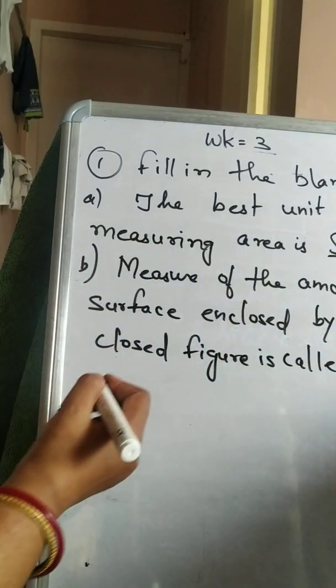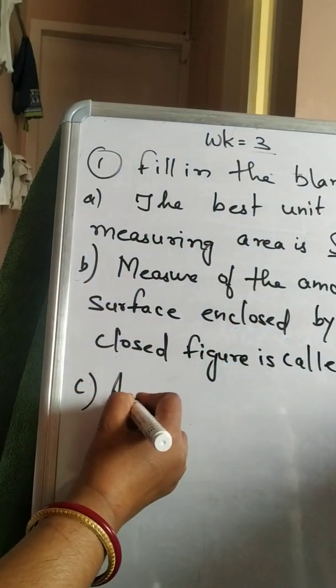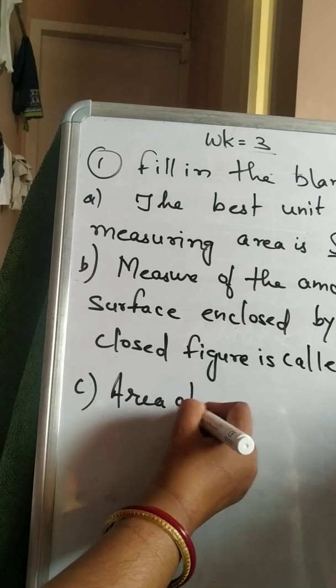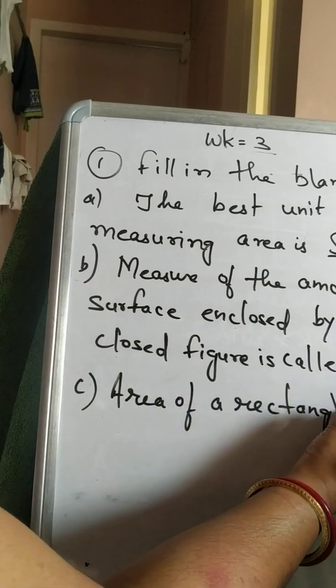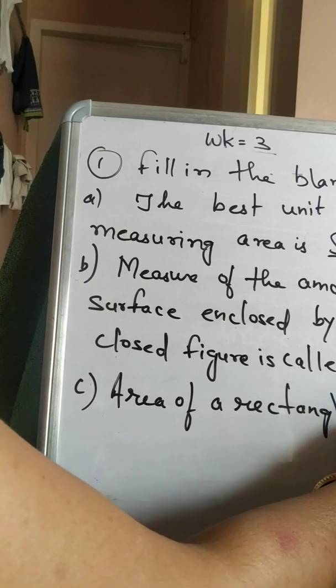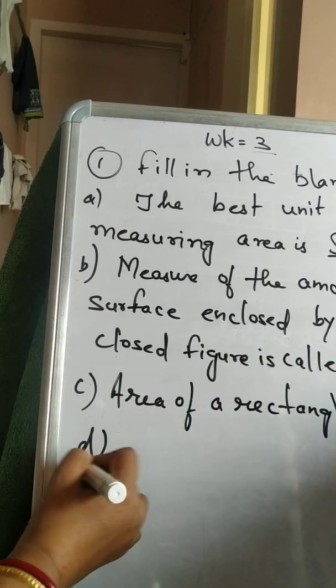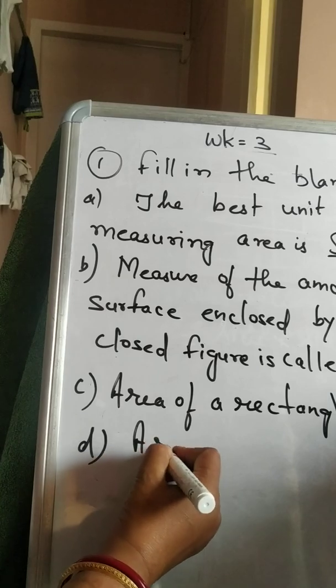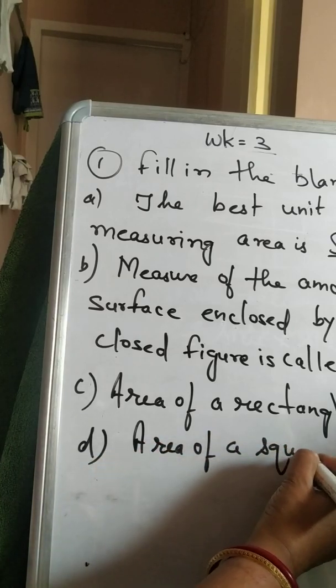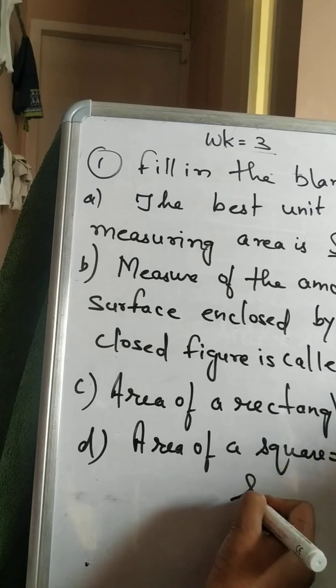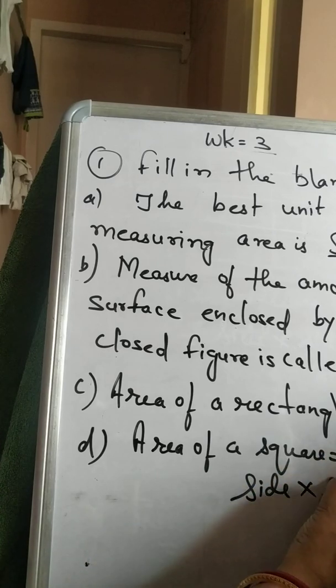Okay. Now area of rectangle. See, area of a rectangle is equal to what? Length into breadth. D. Area of square. Area of a square is equals side into side.